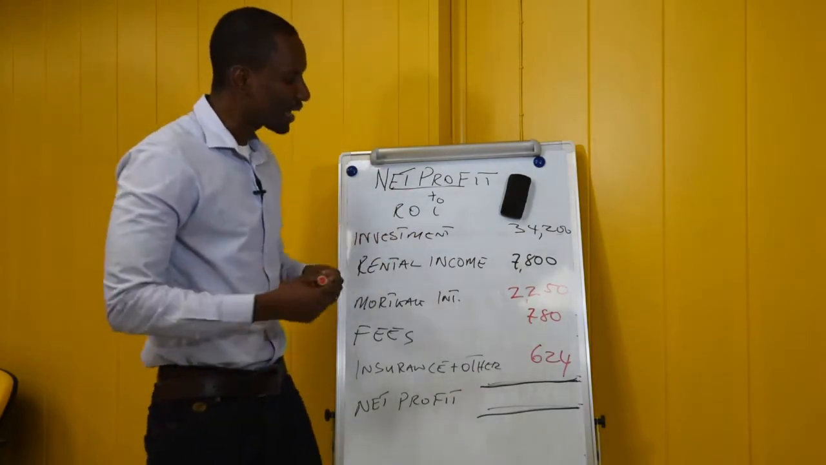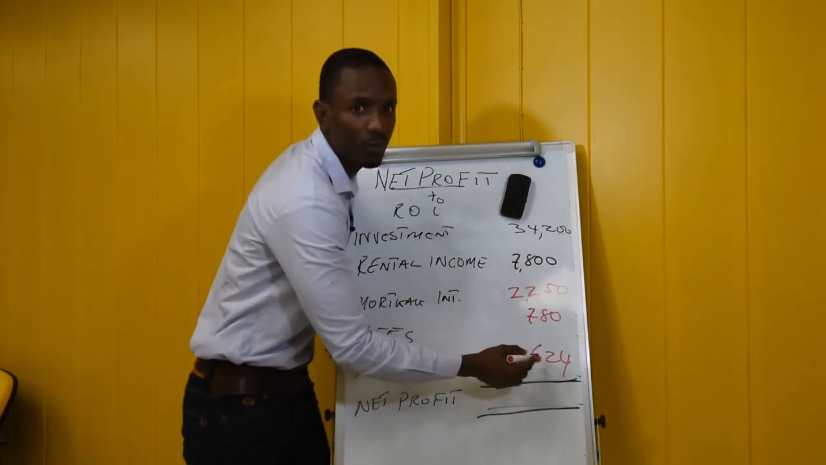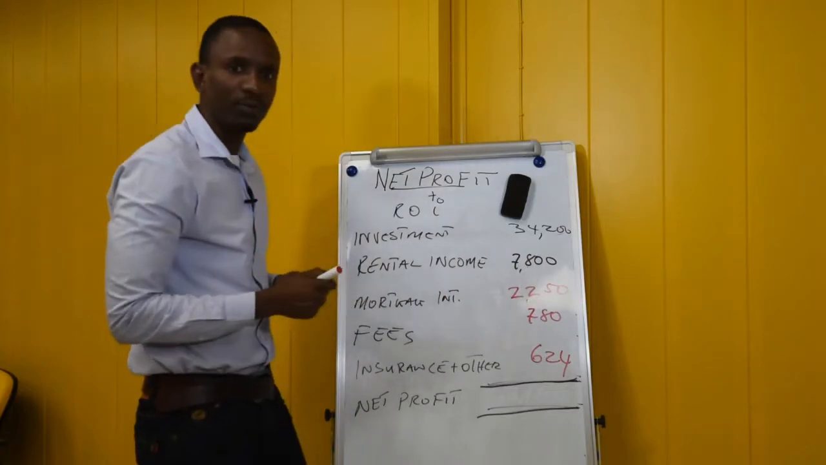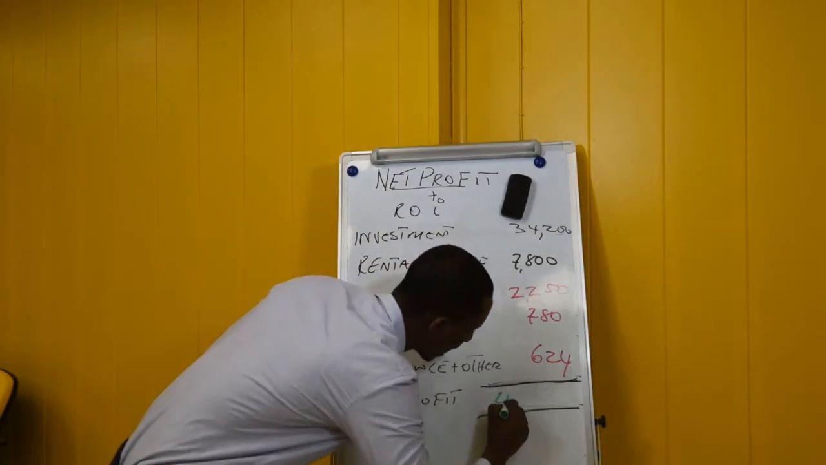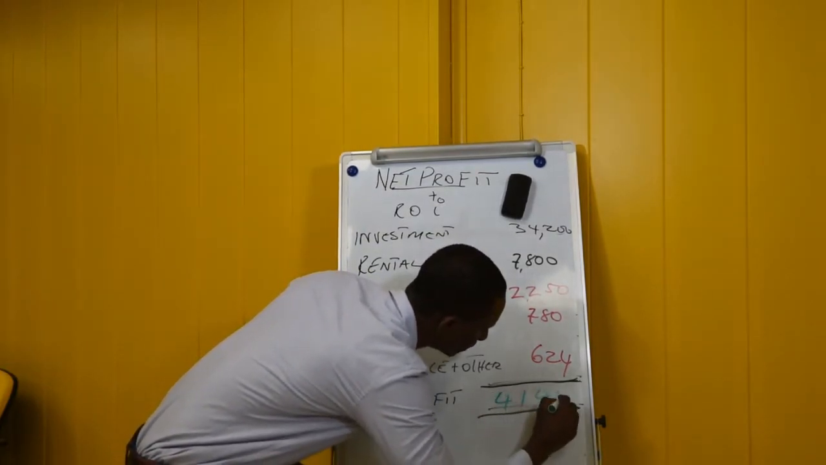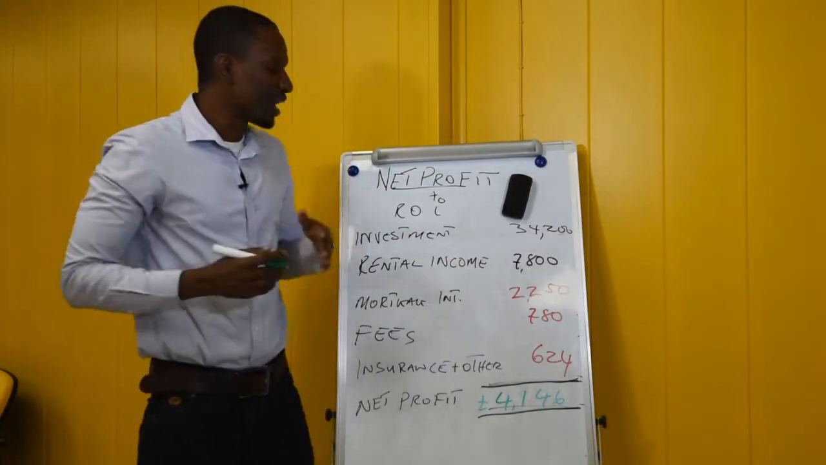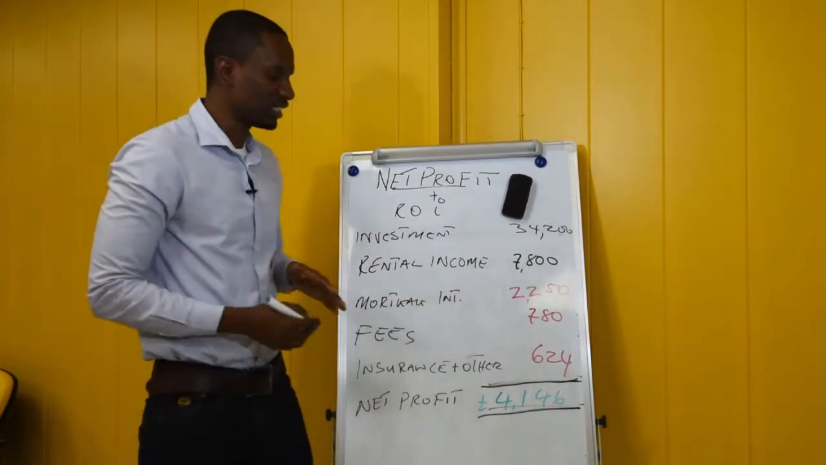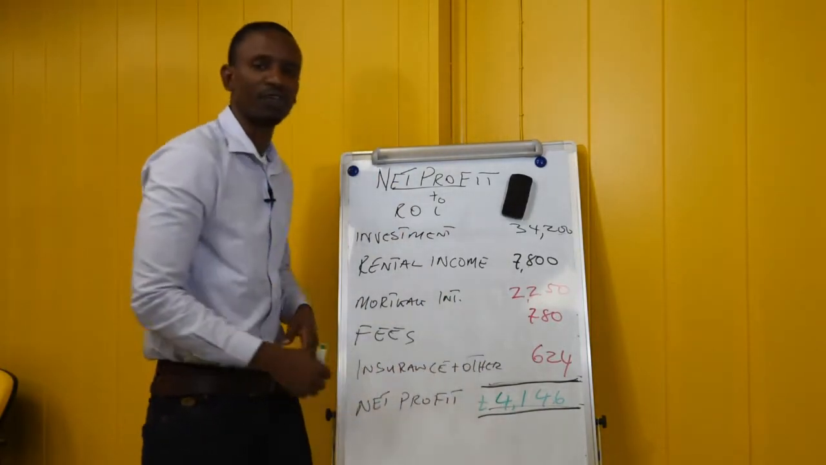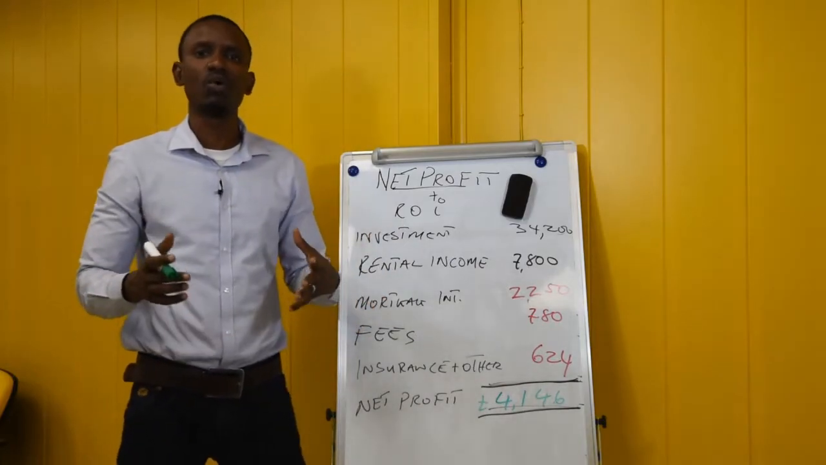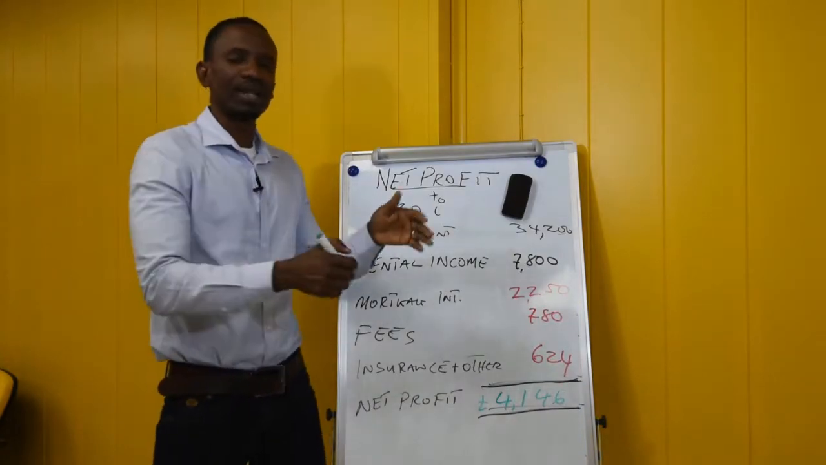So if we subtract £2,250, £780, £624, that would give us a net profit of £4,146. So this is our net profit. This is the amount we've generated from renting the property out to our tenants. This is the benefit we had from buying that property and renting it out. Some people call it net cash flow, but I like to call it net profit because this is the real amount you've actually gained from renting the property out.